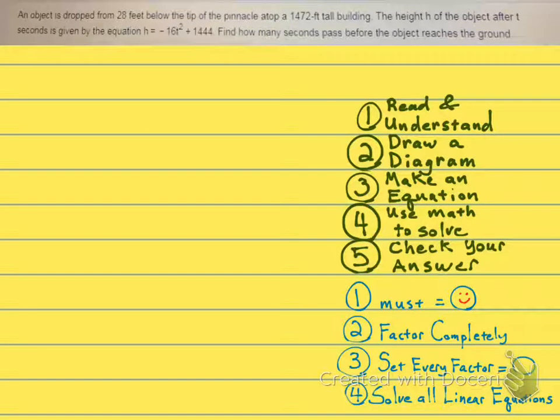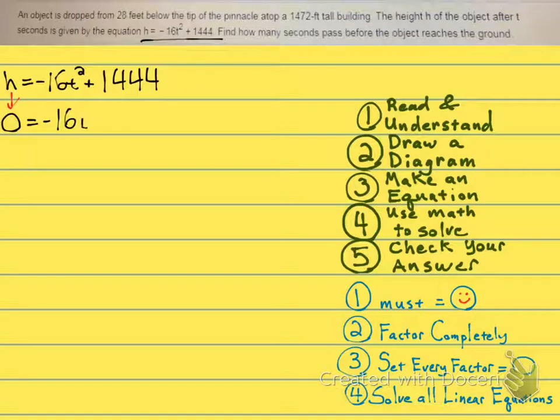Start with the equation that's given right here. H equals negative 16t squared plus 1,444. And we're going to plug in a 0 for h because the height is 0. So right here, plug in a 0. Now we have our mathematical equation. 0 equals negative 16t squared plus 1,444.